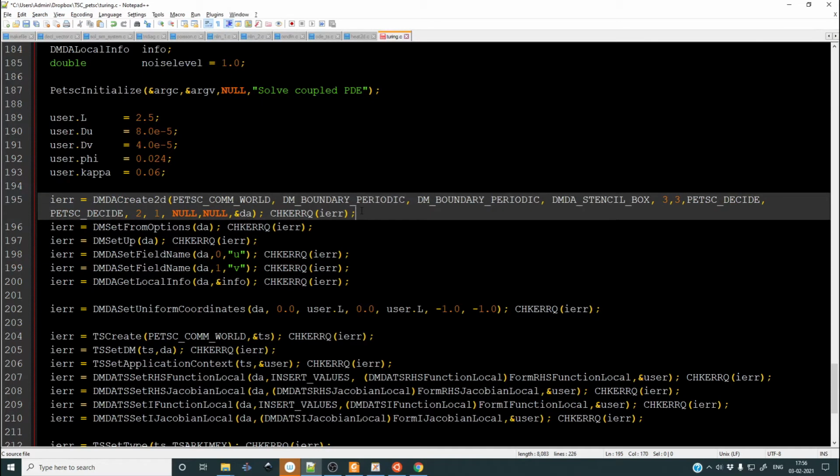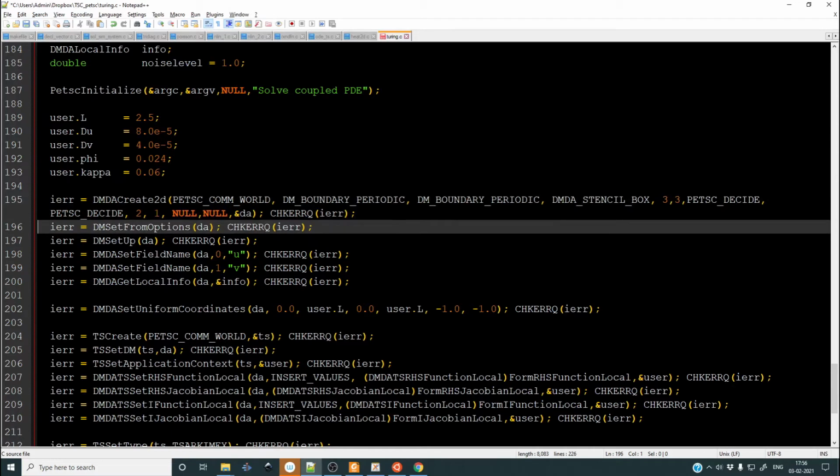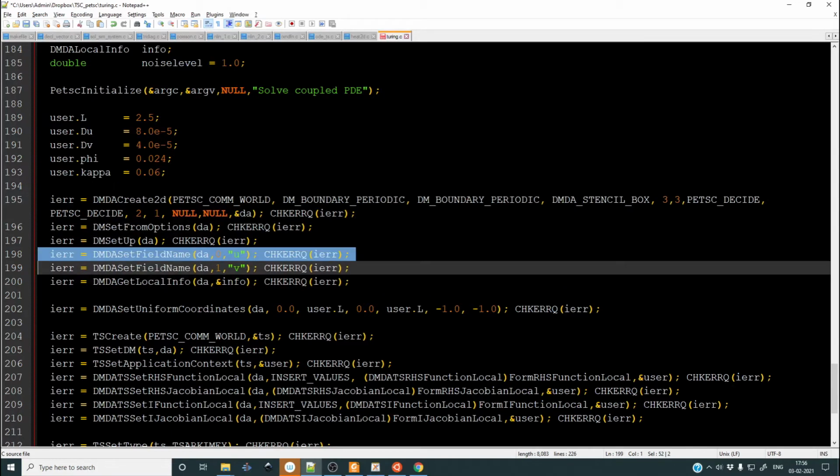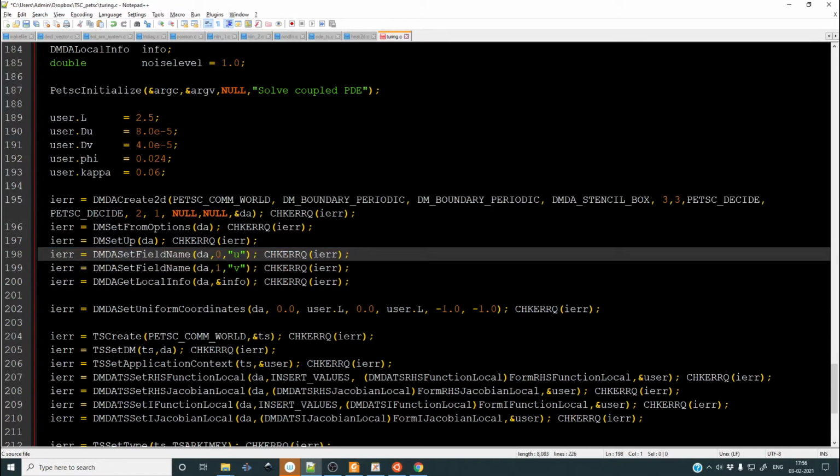This we have done plenty of times, and there should be no doubt in this. Then you set from options in case you are passing command line arguments. You need to allow this. You set up the DA. Now you have to do DMDASetFieldName. So because there are 2 degrees of freedom, you're going to call the 0 field U, and you're going to call the second field V. So these two lines are used to define the alias for the 2 degrees of freedom over the entire grid. So the grid has 2 degrees of freedom. The index of the first degree of freedom is 0, and it has an alias U.